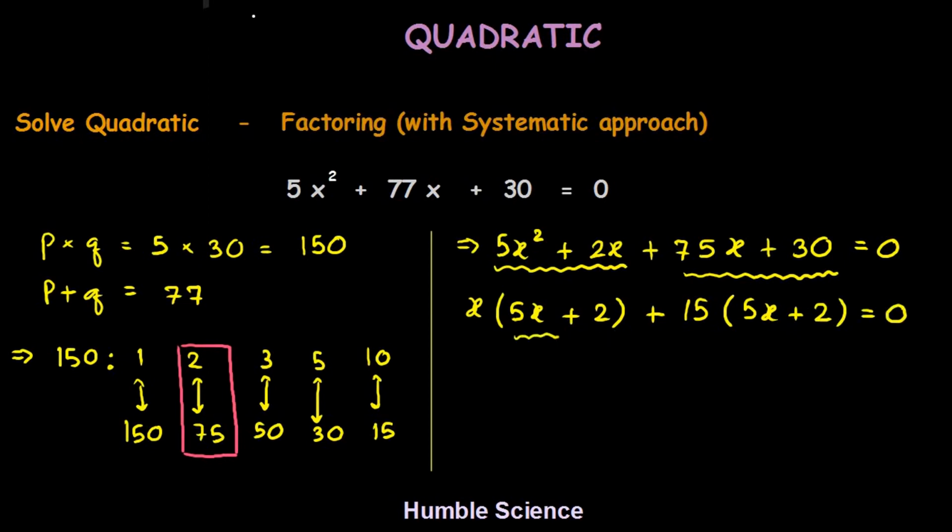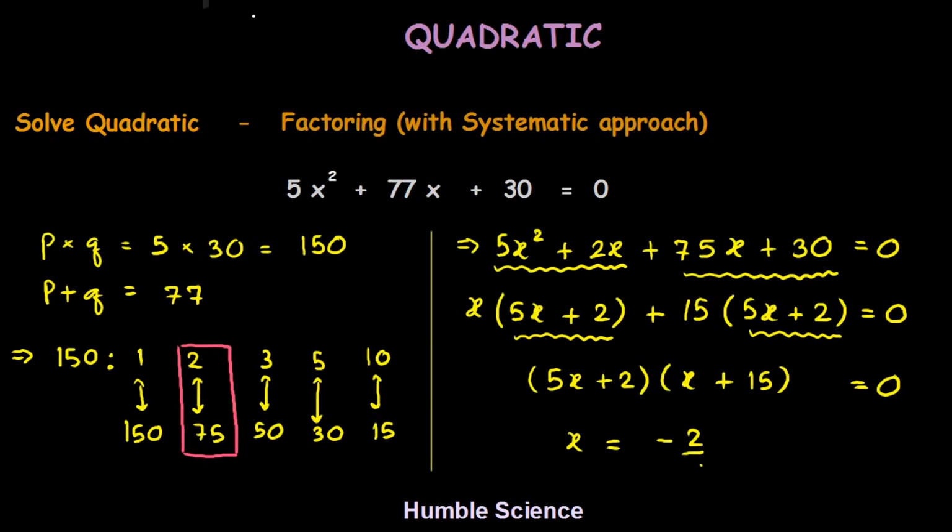And now the common factor is actually 5x plus 2. Pull it out again. So this is going to be 5x plus 2 times x plus 15 equal to 0. So x is going to be equal to minus 2 over 5 or minus 15, and that is the answer.